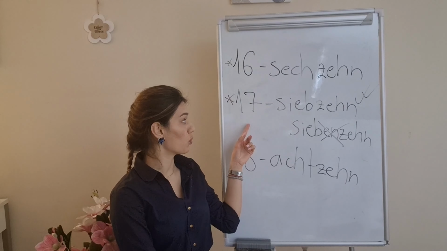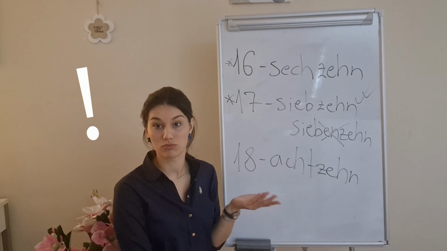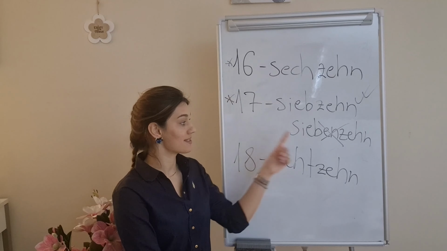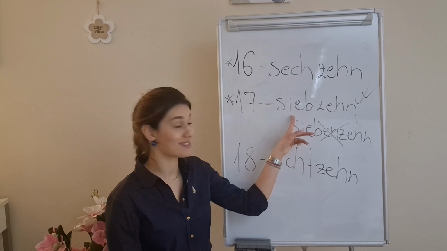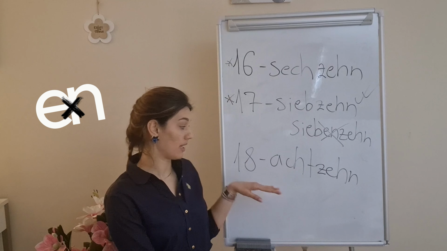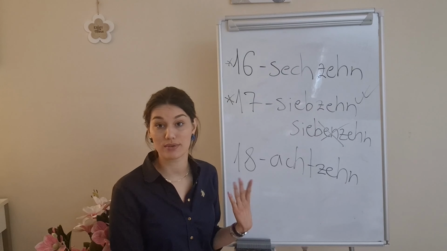The next number will be also an exception. Here I have put this star. You can do it too. So we would normally say this number as sieben, which means 7, and zehn, 10. Siebenzehn. But this is very hard to pronounce, and that's why it is not correct. We will say this number as siebzehn, siebzehn. So without this N. Siebzehn. And the last number here is not an exception. It will be read as achtzehn. That's not so hard, I believe.